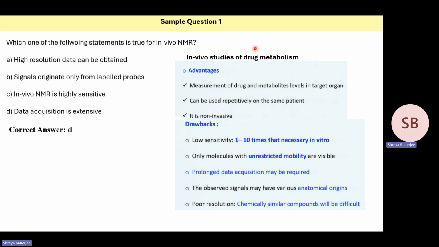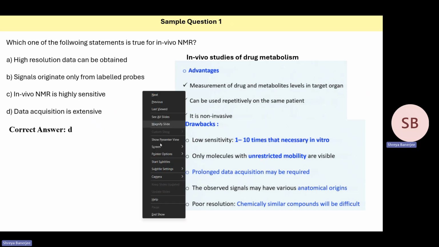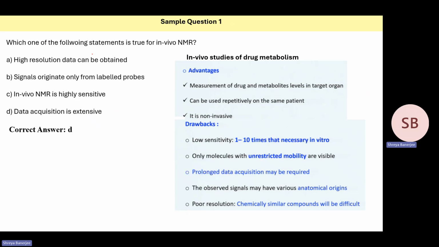Advantages: we are directly measuring the drug levels in the target organ. It can be repetitively used in the same patient, and it is a very non-invasive technique. The drawback, on the other hand, is that the sensitivity is very low. So option 1, that high resolution data can be obtained, is wrong, because sensitivity is low, so the resolution will also be low.